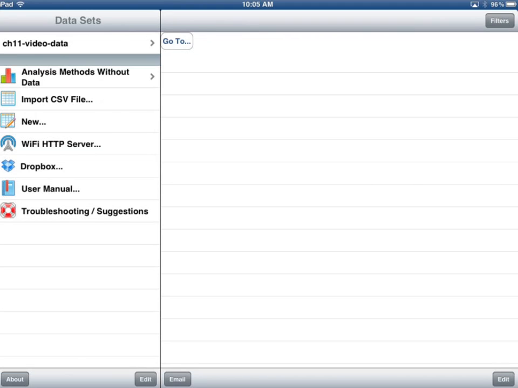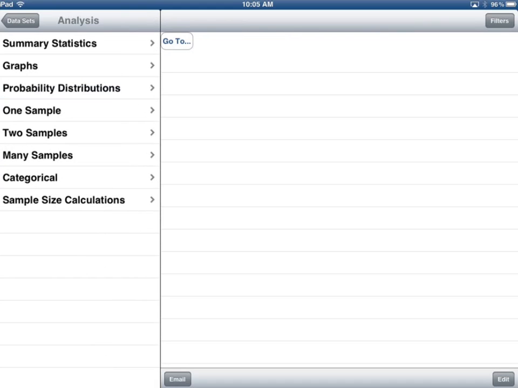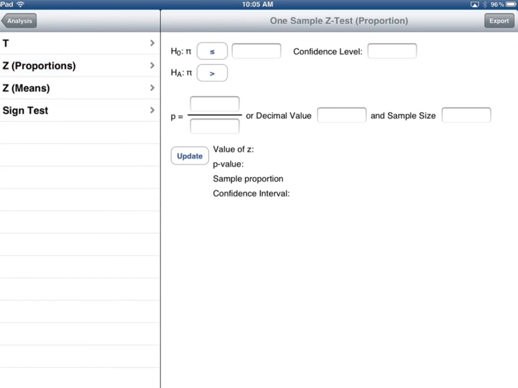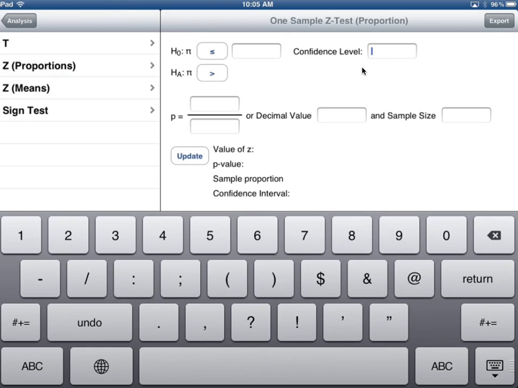So once again in TC Stats, I'm going to select Analysis Methods Without Data. Go to One Sample, and where it says Z Proportions, I will select Z Proportions. Now this screen may seem a little bit confusing to you. There's a lot going on here. This piece right now, up here, we'll completely ignore that. That's actually coming up in a future chapter. The rest of this, all we're going to want is the confidence interval part of it. So what's the confidence level? Well, the level is 0.95.